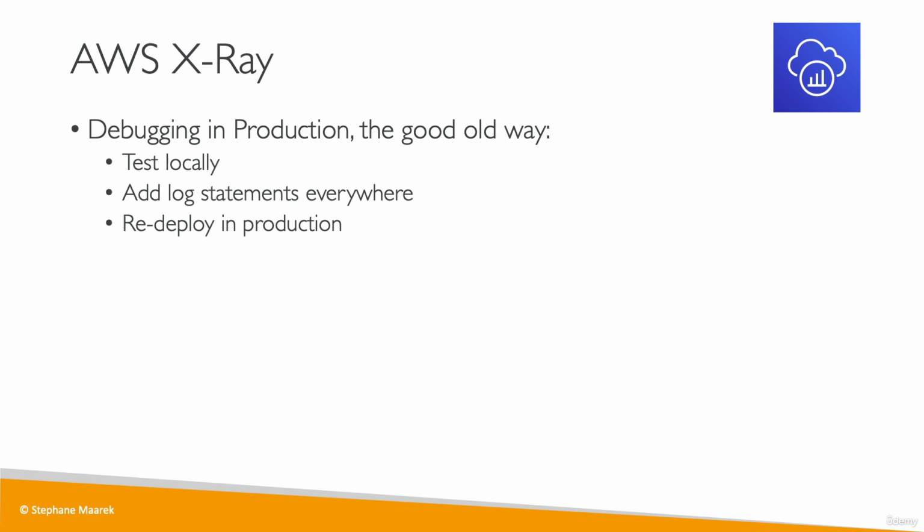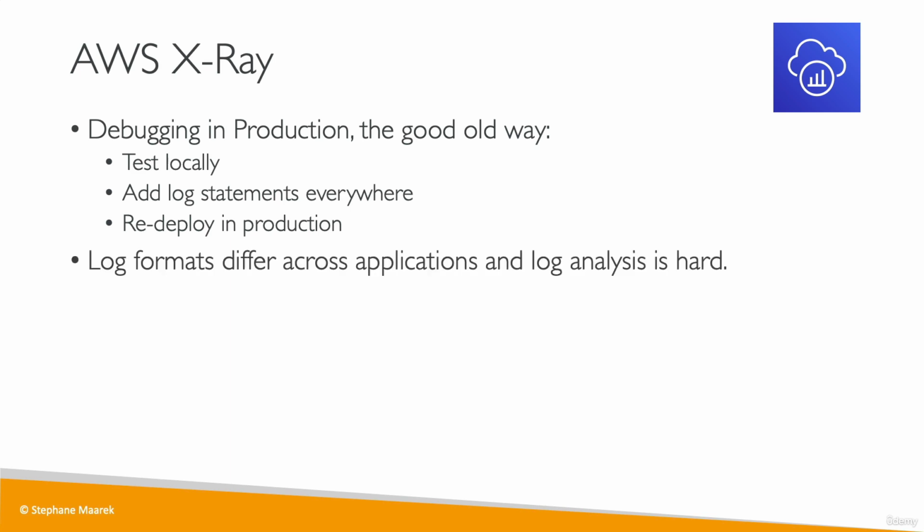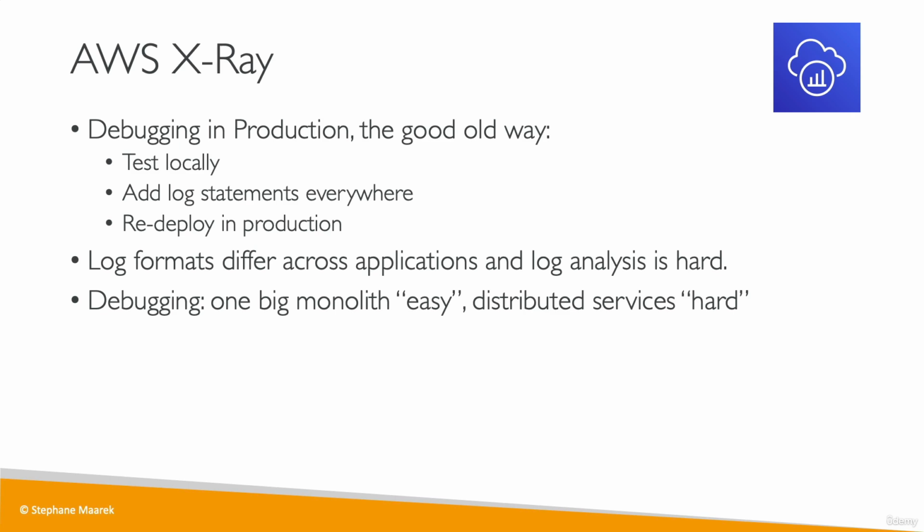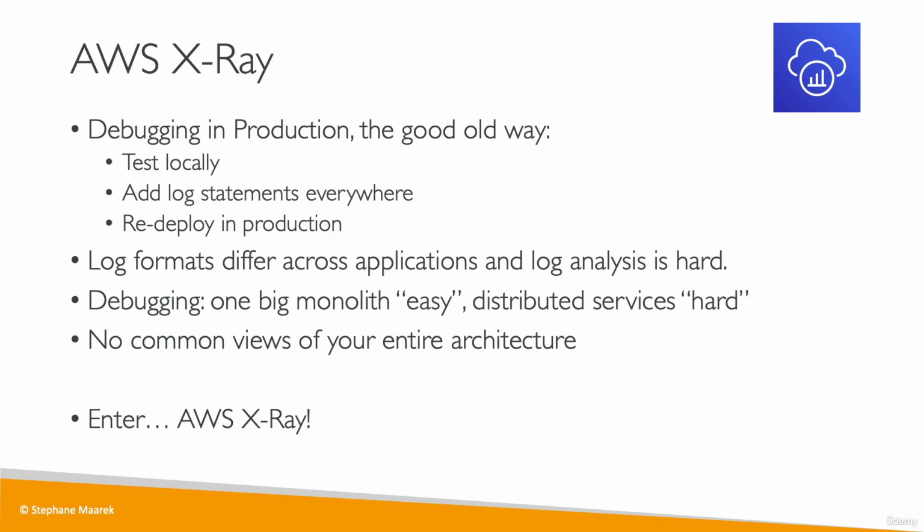And the problem is that we have logs from different services and different applications. Doing log analysis is very hard because we have to combine everything. So if you have one application that's called a big monolith, so one giant application, it's sort of easy to do debugging. But if you have distributed services that are connected through SQS queues, SNS topics, they're decoupled and so on, it becomes really, really hard to trace and see what is happening within your system. So you have no common view of your entire architecture, but to solve that problem, you can use AWS X-Ray.